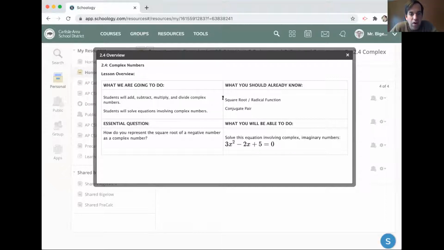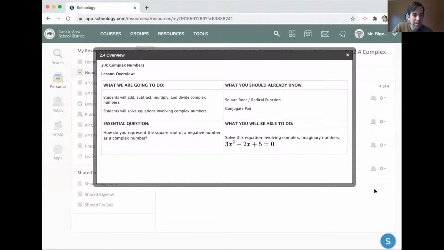Complex numbers include potentially a real portion and a non-real portion, which introduces us to imaginary numbers, the number i. You should already know about square root or radical functions and what a conjugate pair is, and if you don't remember, that's okay because we'll go over it. Here's what we're going to do. You're going to add, subtract, multiply, and divide complex numbers, and students will solve equations involving complex numbers.